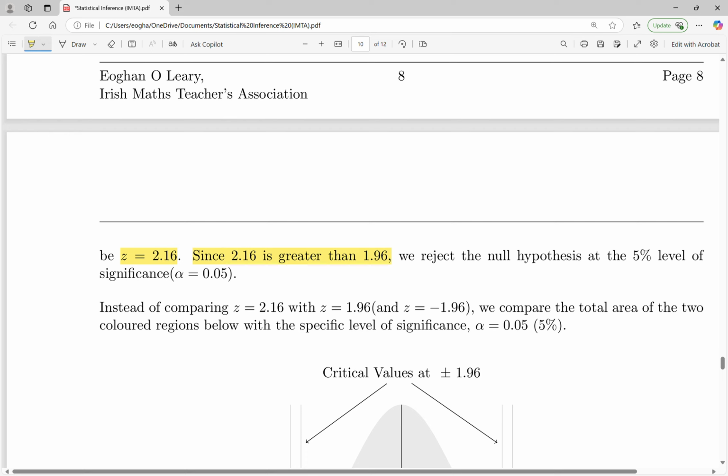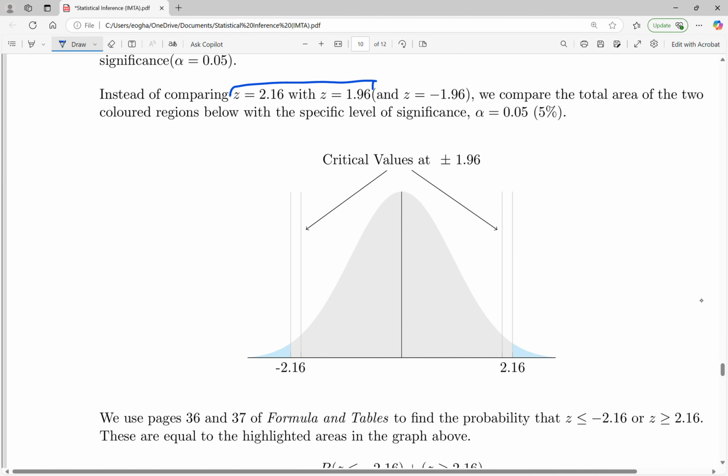But instead of comparing z equals 2.16 with z equals 1.96, what we do is we compare the total area inside the coloured regions below. So to the right of plus 2.16 and to the left of minus 2.16. And we get that number. And in that case, we're going to compare that number with 5%, 0.05. Okay? And the smaller that number is, the more significant you're finding and the more likely you are to reject the null hypothesis.